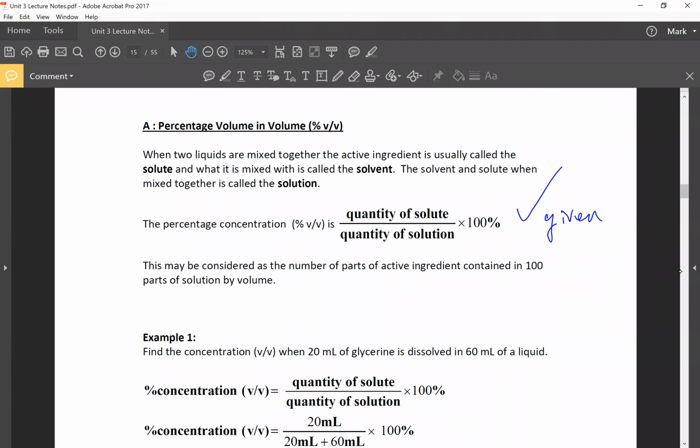So you don't have to memorize these formulas. The first one we're going to look at is volume. So the formula for this, well, let me read the beginning here. It says when two liquids are mixed together, the active ingredient, now we're talking chemistry, we call it the solute. And what it's mixed with is called the solvent.